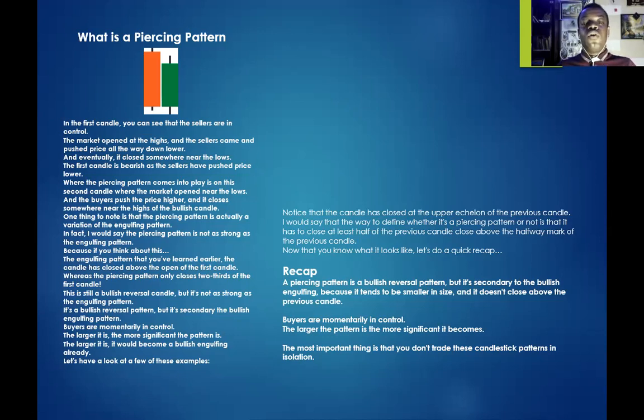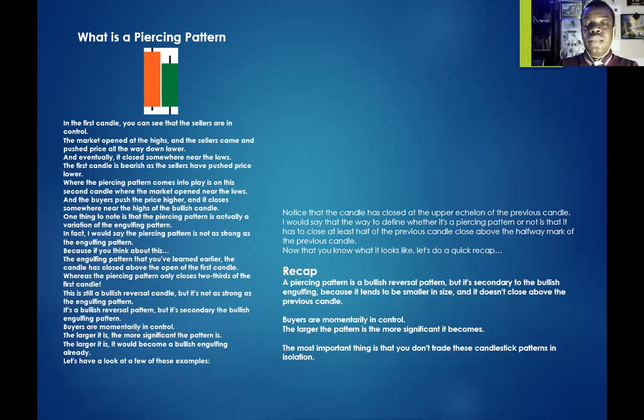Now let's go for a recap. A piercing pattern is a bullish reversal pattern, but it's secondary to the bullish engulfing. It is an advance of bullish engulfing, because it tends to be smaller in size and it doesn't close above the previous candle. Buyers are momentarily in control. The larger the pattern, the more significant it becomes.